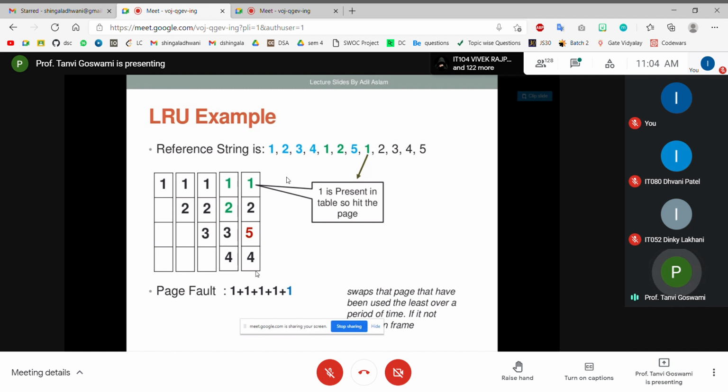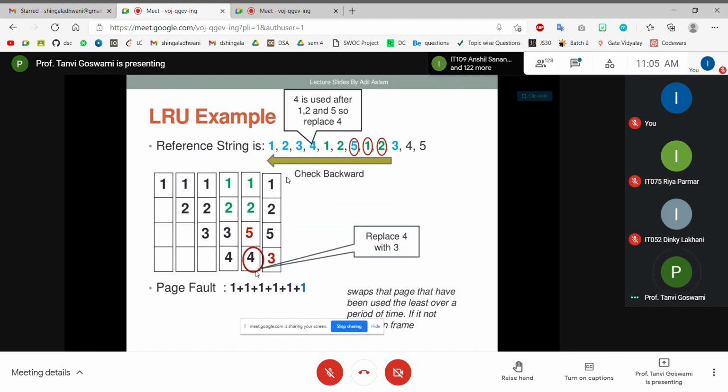It is already present, so it is a hit, right? Now there is a request for page number 3, so we have two possibilities, either to replace page number 5 or page number 4. Which will be replaced first? 4 will be replaced first, right? Which is the least recently used. So 4 will be replaced with 3.